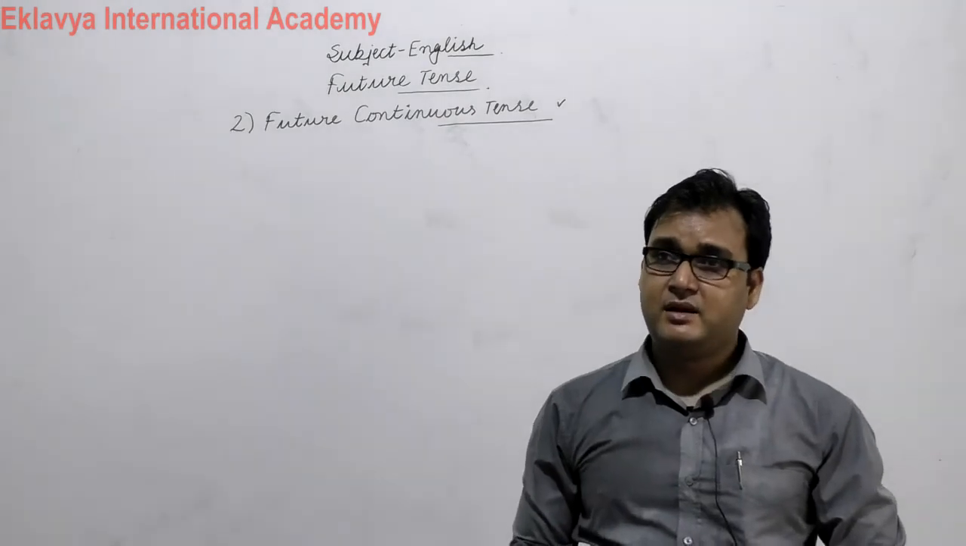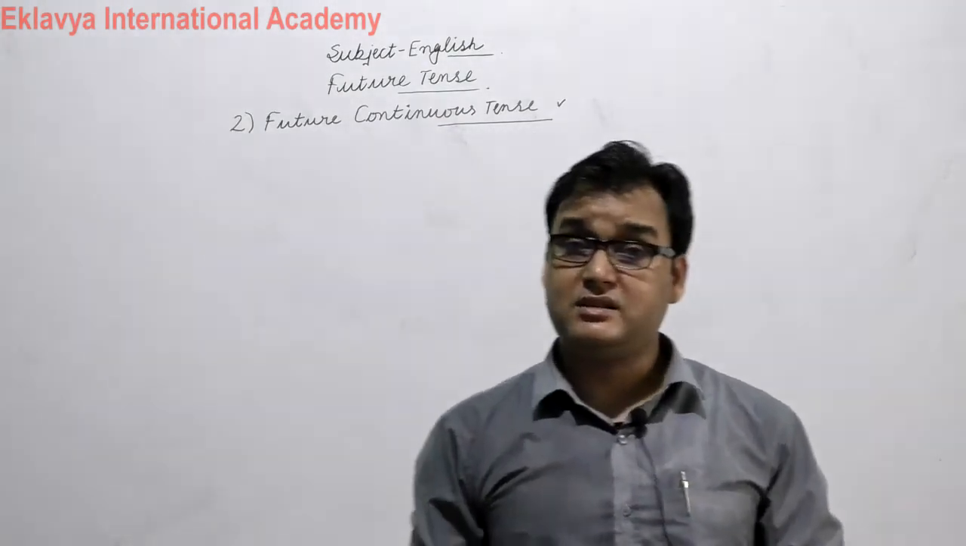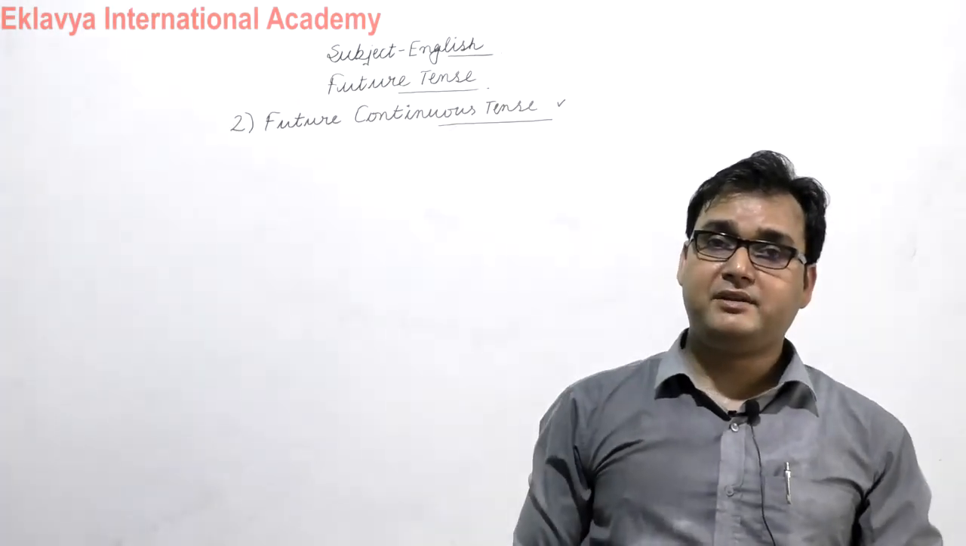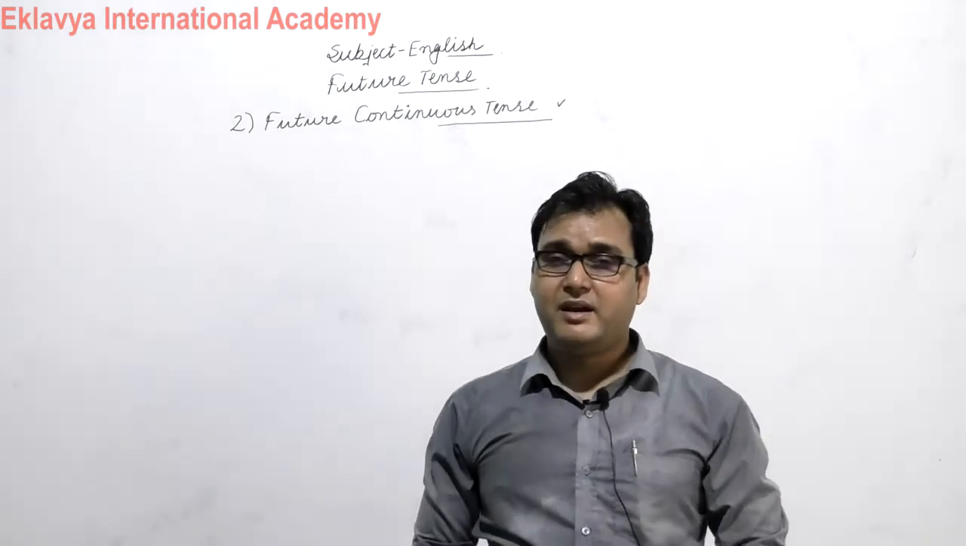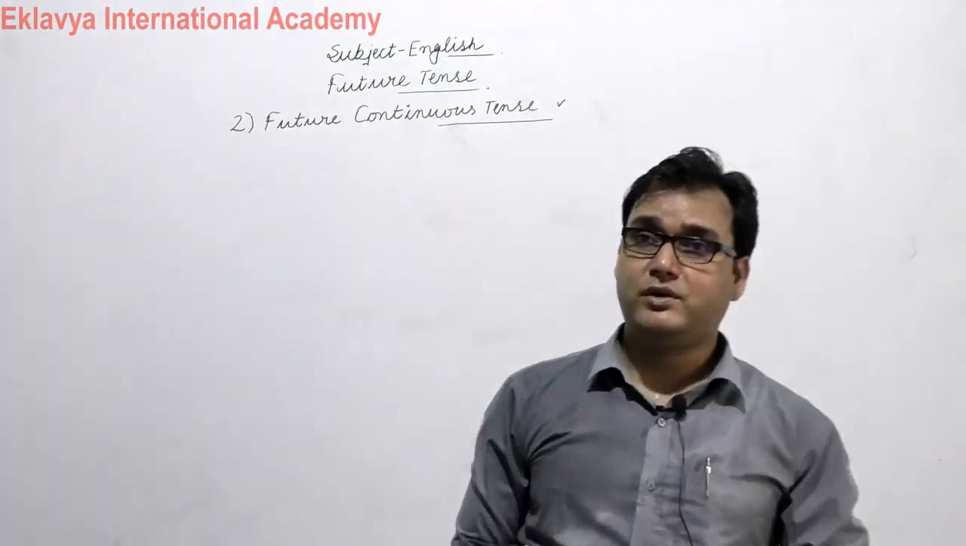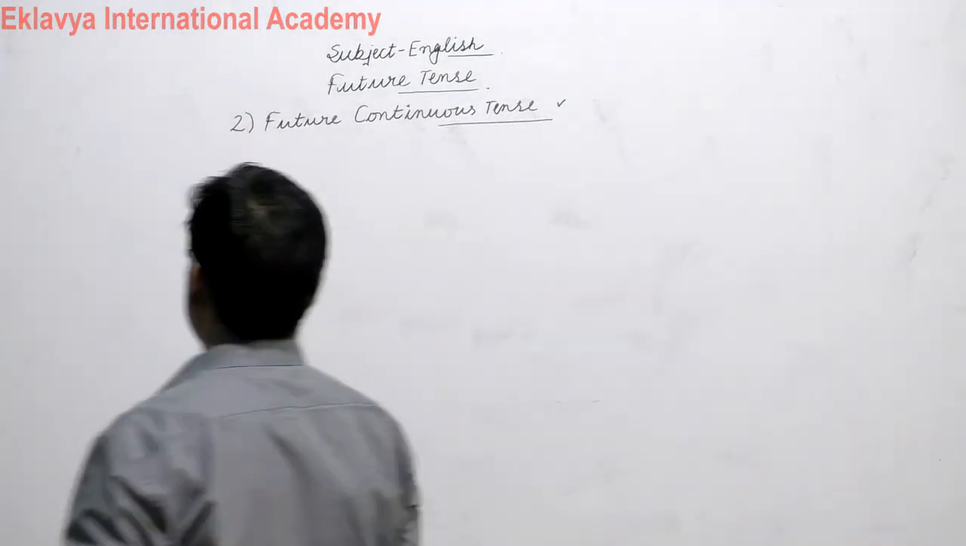Is that clear, students? And as far as the matter of your adverbs is concerned, just go through table number 3rd. Everything is mentioned there, and we'll use shall be with I and we, and we shall use will be with he, she, it, and you, they. The same thing I have mentioned in table number 3rd. Let's have examples one by one.